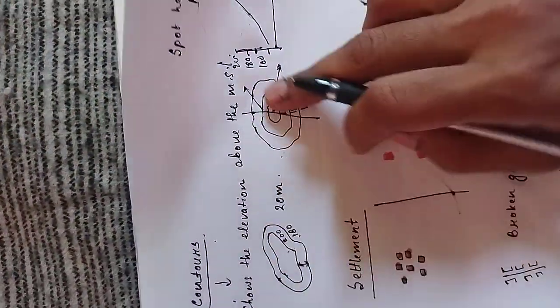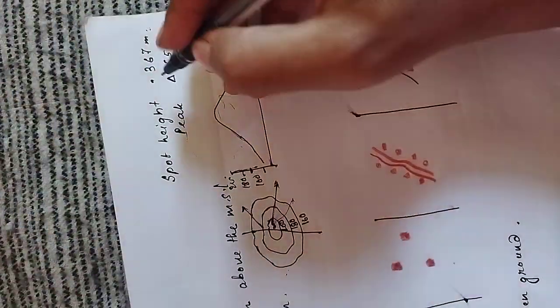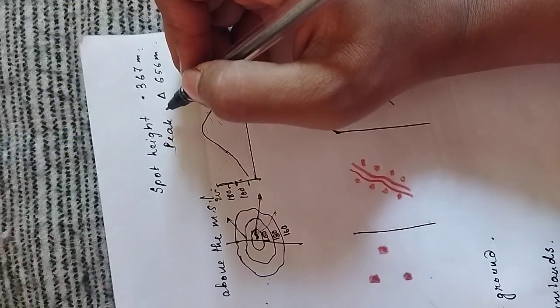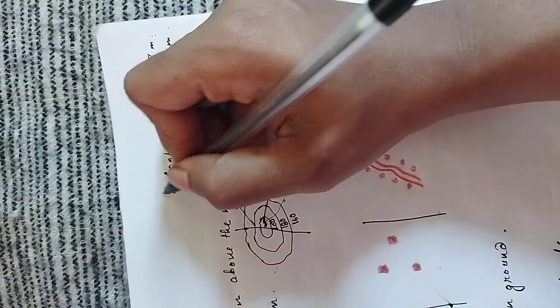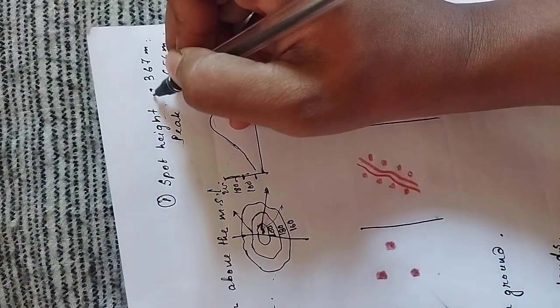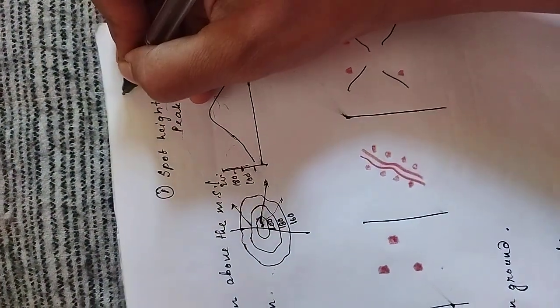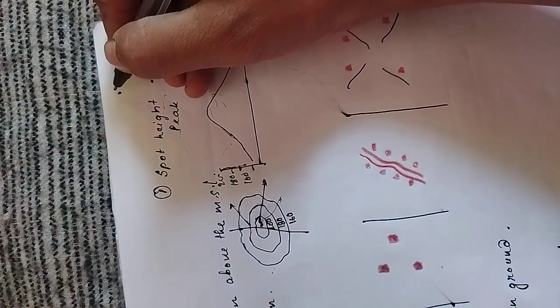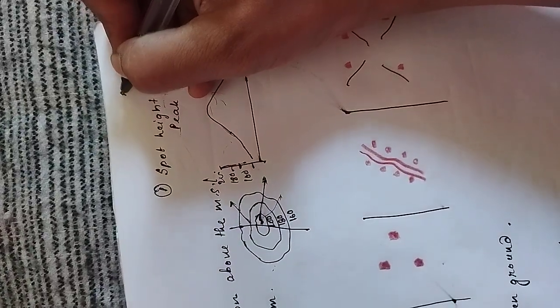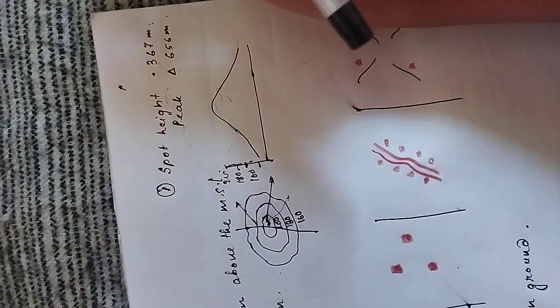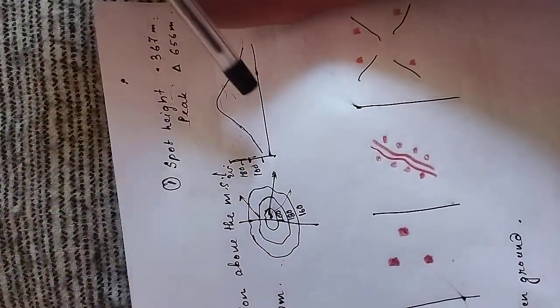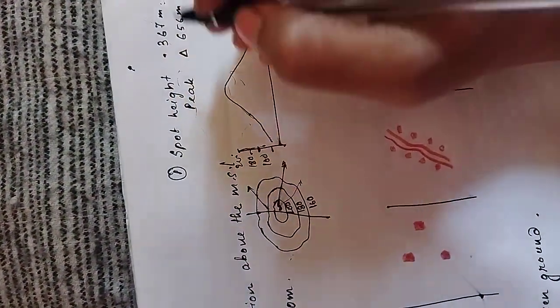Now we already understood the concept of contour. Now there are two things which need to be kept in mind. One thing is the spot height. Spot height means the height of a particular spot or just a point. So it is the height of a particular point, which can be written as 367 meters. So we can understand that the height of this point is 367 meters.